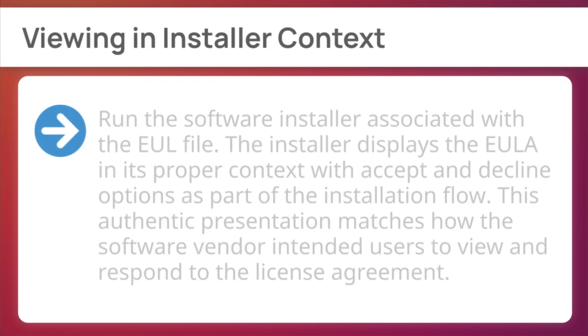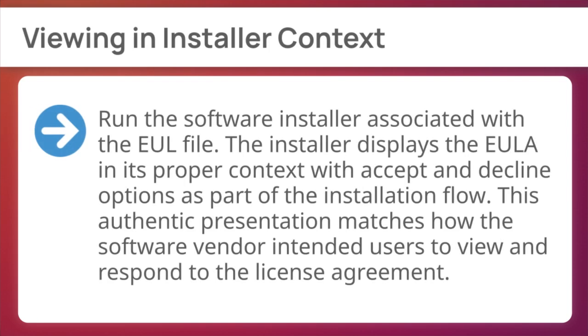Next, viewing in installer context. Run the software installer associated with the EUL file. The installer displays the EULA in its proper context, with accept and decline options as part of the installation flow. This authentic presentation matches how the software vendor intended users to view and respond to the license agreement.